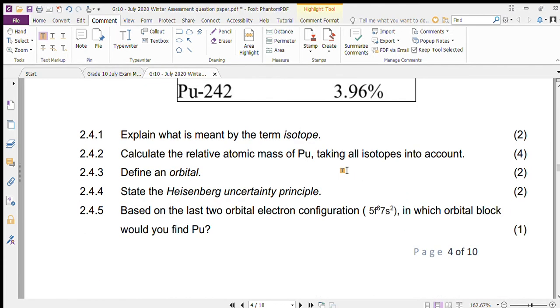2.4.3, once again, this is a definition, a bread and butter mark for orbitals. It's got to be the space or region where electron movement is mostly found. And 2.4.4 is the Heisenberg uncertainty principle. Here I just wanted you to recognize that it is impossible to determine both position and velocity of an electron without disturbing it.